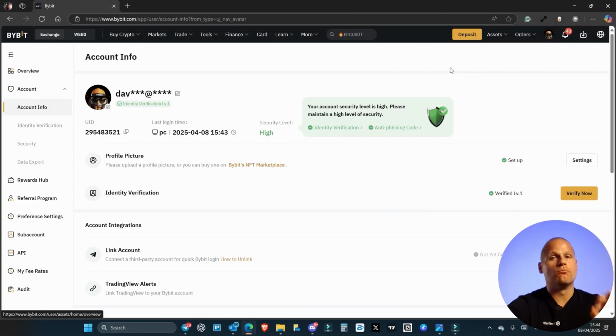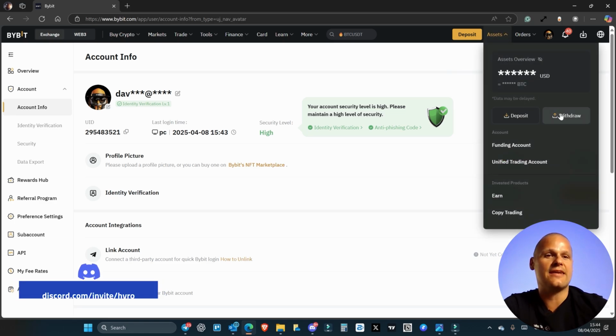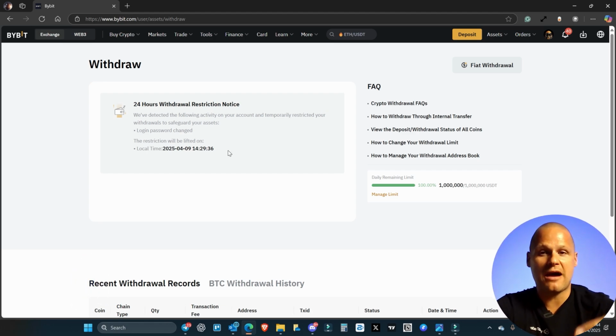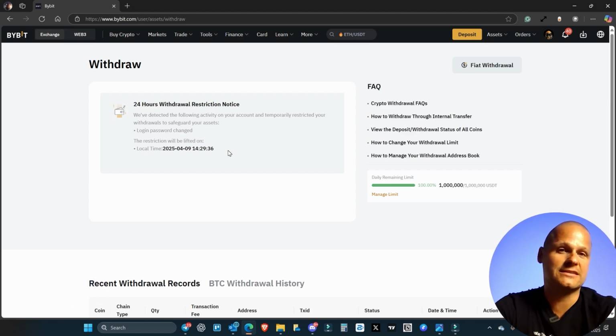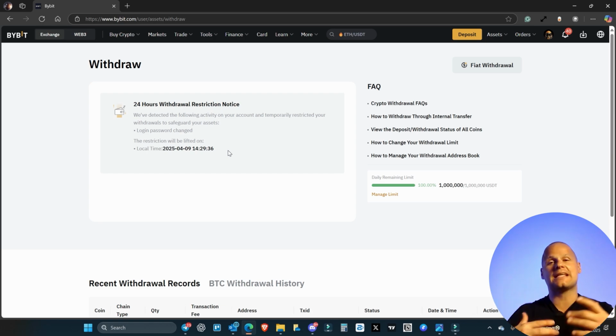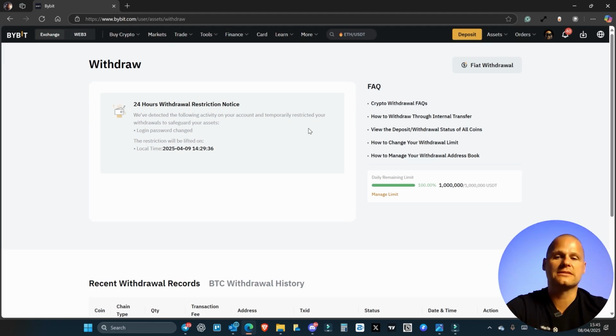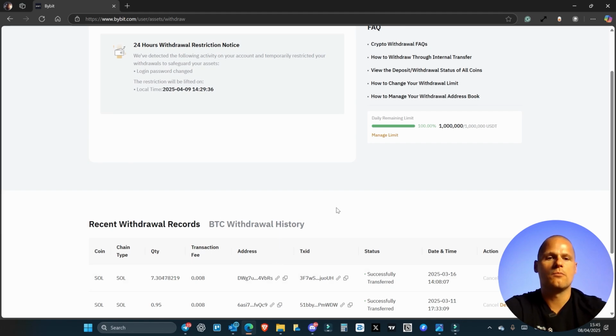Okay, and right now I'm going to show you the most important thing, and it is where to withdraw the money. So obviously you go to the assets and then click withdraw, and then you follow the process, right? Currently here in my Bybit, you can see a 24 hours withdrawal restriction notice. Why is that? Because I was resetting my password, and it's for security. If you reset your trading password, they basically block your withdrawals for 1 day, in case someone hacks your account somehow, so they will not allow him to take your crypto, right? And then you will see your withdrawal history here on the bottom.